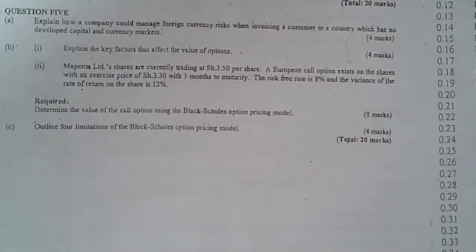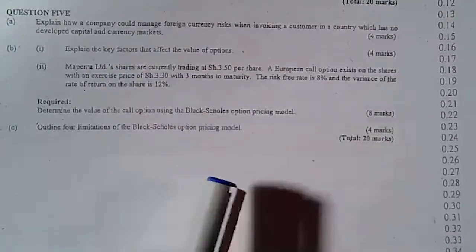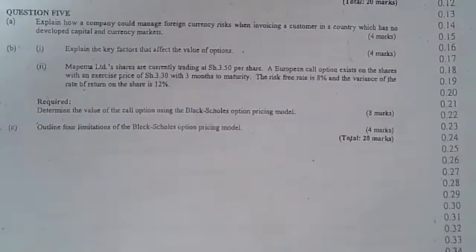Let's jump to part C. So now, part C, outline 4 limitations of the Black-Scholes option pricing model. Remember, you have said the limitation. You just take the assumption. You just convert them. Now, let's go to the objective.